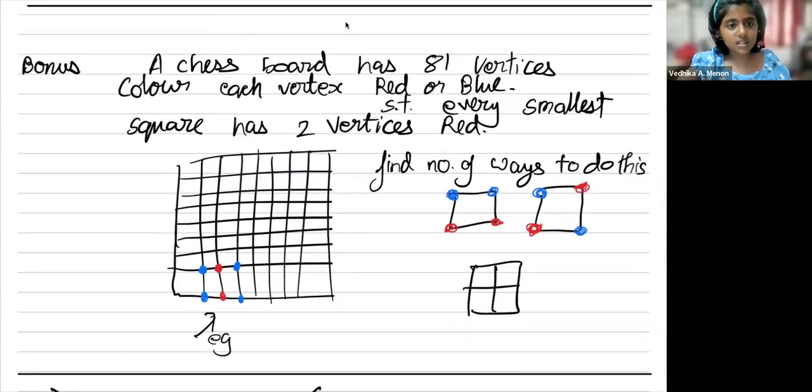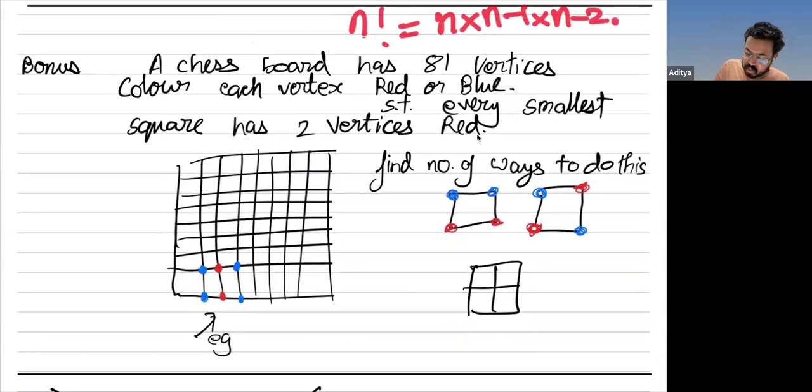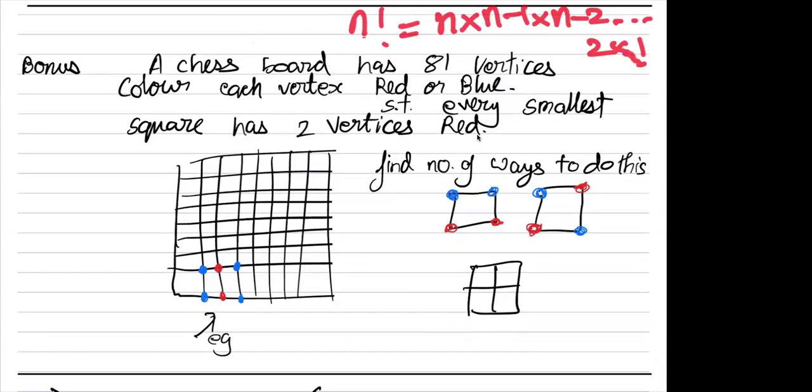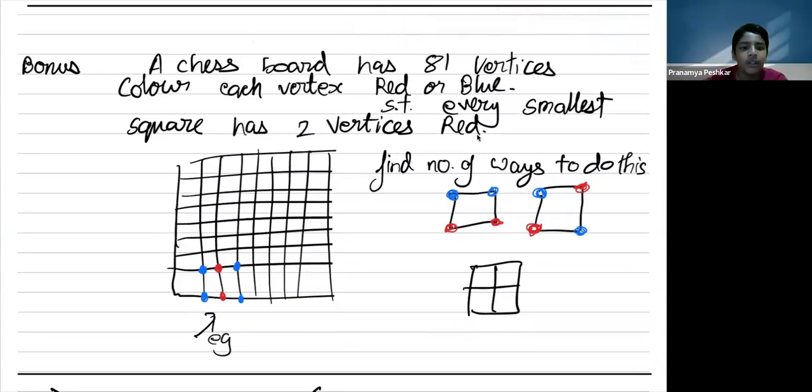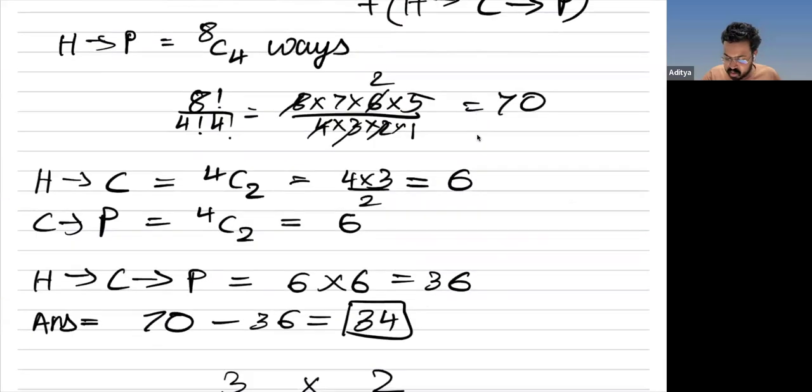Sir, what is the factorial? Factorial is a product of all integers. If you're saying n factorial, it means n into n minus 1 into n minus 2 and so on, all the way up to 2 times 1. It's a short notation to write a very large number. Sir, so NCR equals n factorial upon r factorial, n minus r factorial.